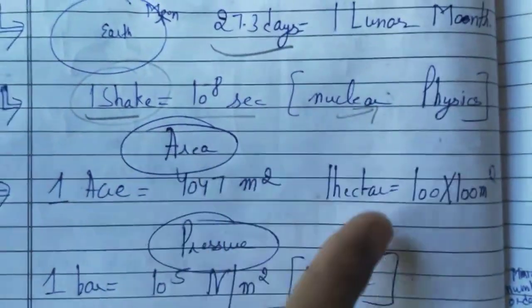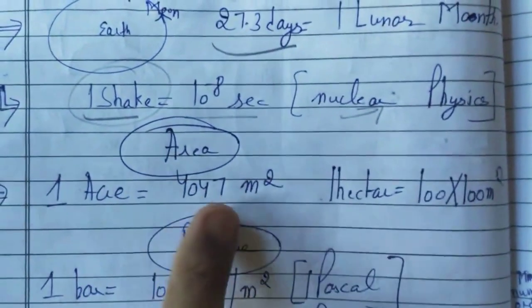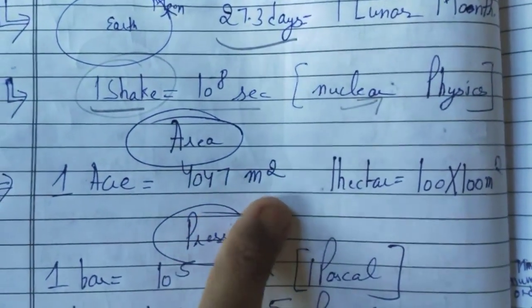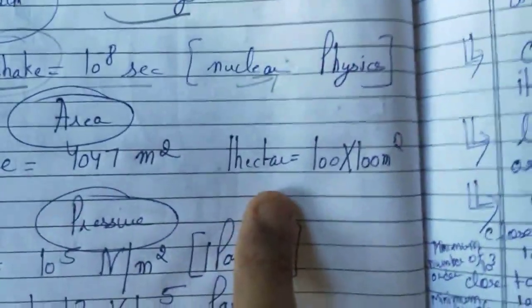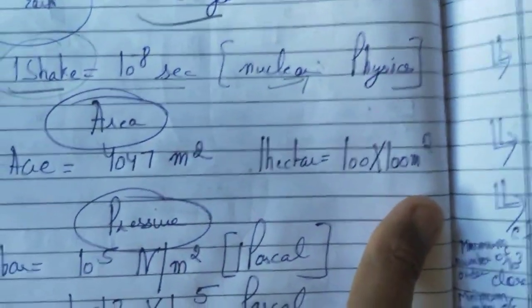We are using acre and hectare. 1 acre is equal to 4047 meter square area, and 1 hectare is equal to 10,000 meter square area.